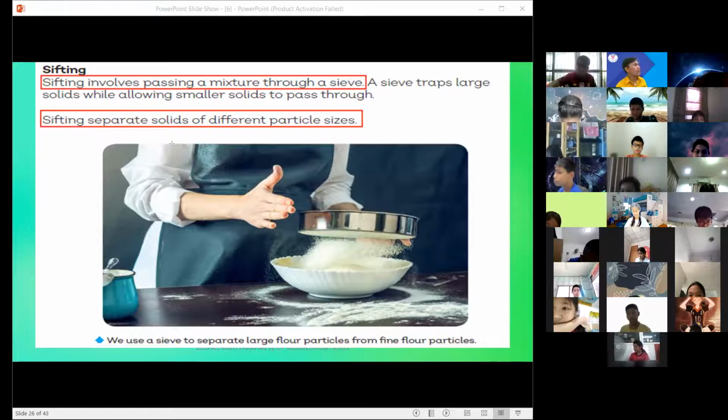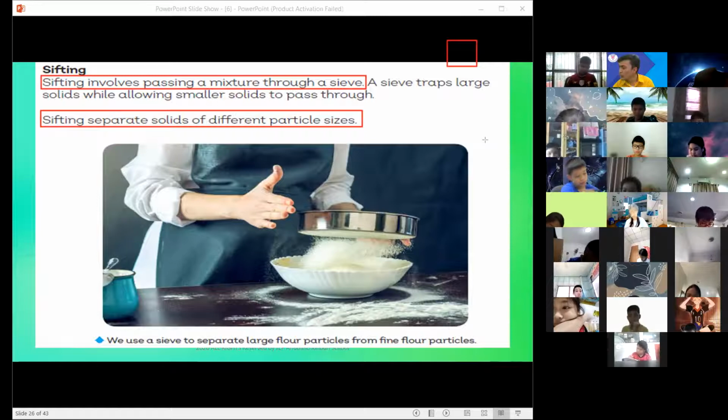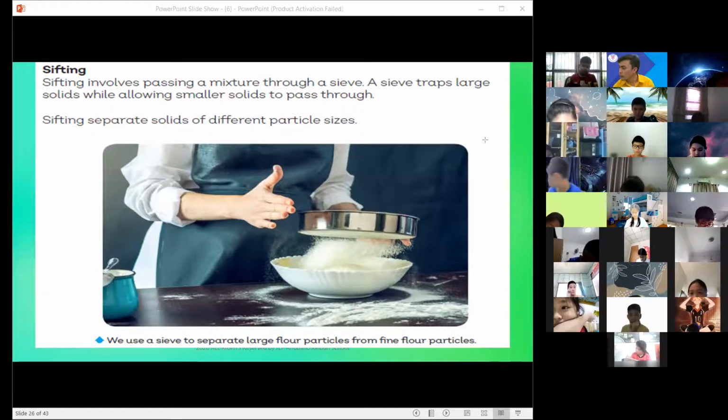So maybe you will say, Teacher Edward, we study science, but why do we need to study this one? This one is for cooking, right? Because there is science in cooking as well. Like this one, we can use a sieve to separate large flour particles from fine flour particles. So we can use the sieve. Not only that, we can use this in different ways as well.